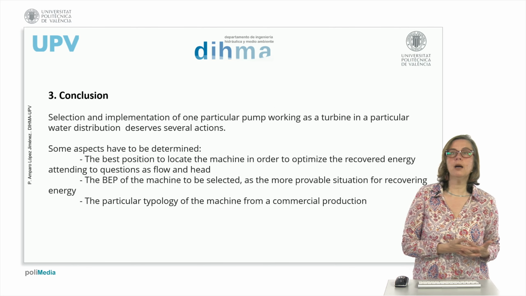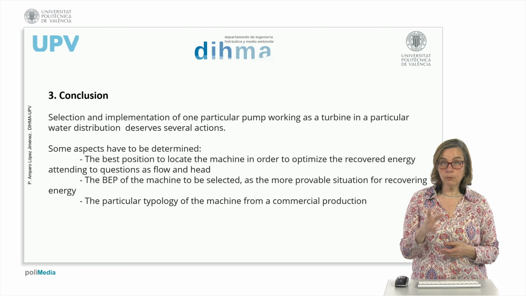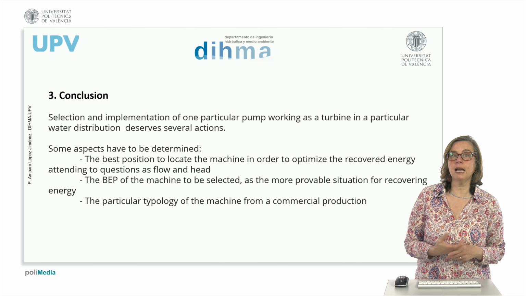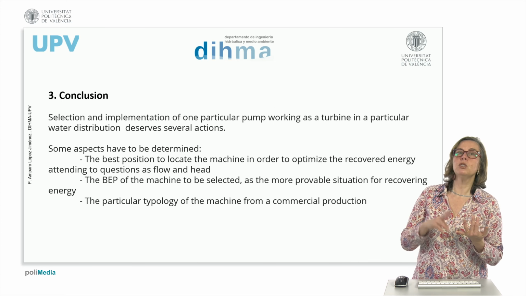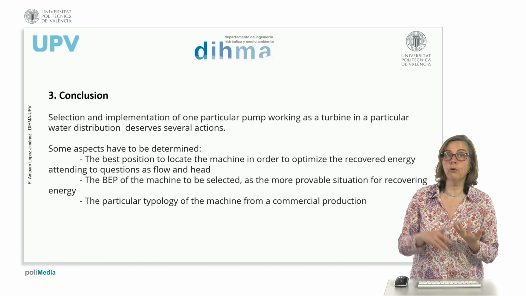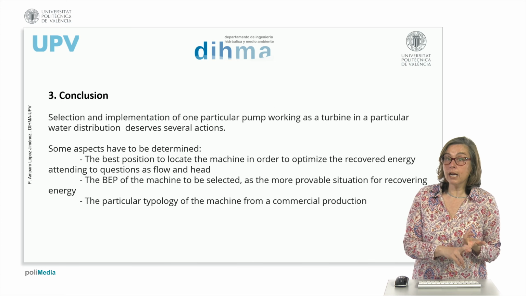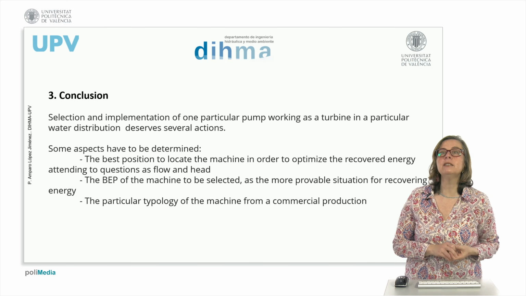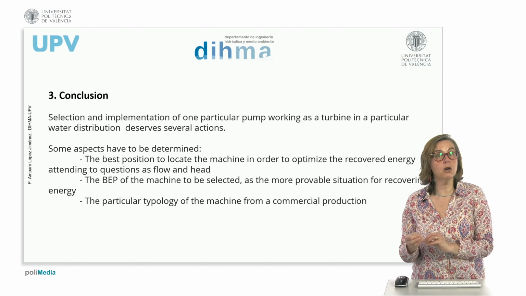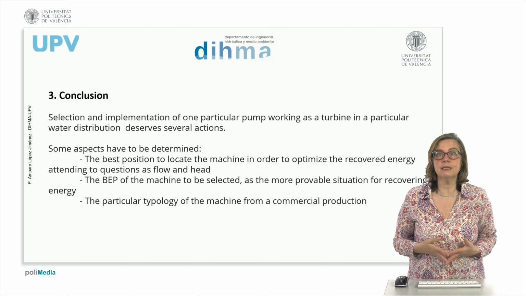To conclude, I would like to say that the selection and implementation of one particular machine, a pump working as turbine, in one particular distribution system deserves several actions. We have to consider the best position to locate the machine, the best machine to be bought according to the best efficiency point, the particular typology of the machine, and how we can implement a commercial real machine with an operation mode controlling velocity or controlling flow with valves, or how we will be able to implement it in the network.